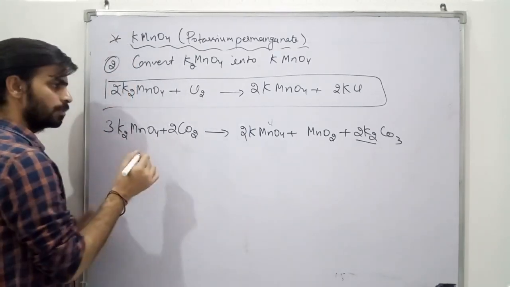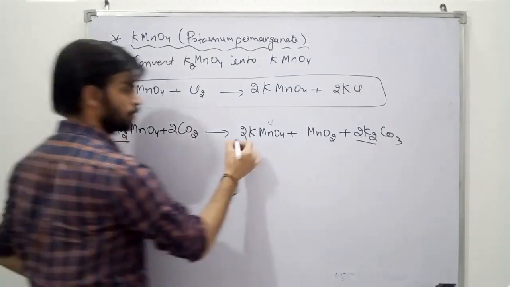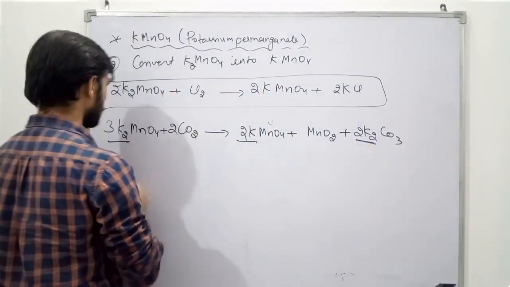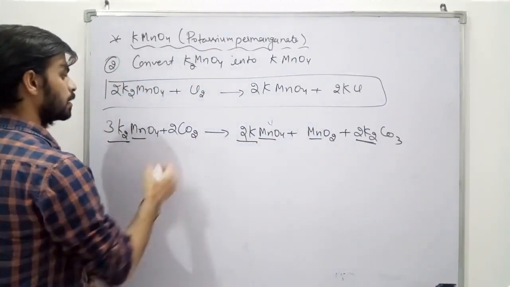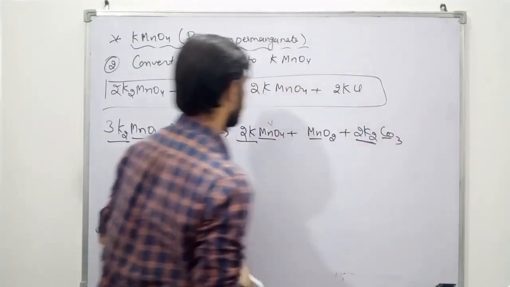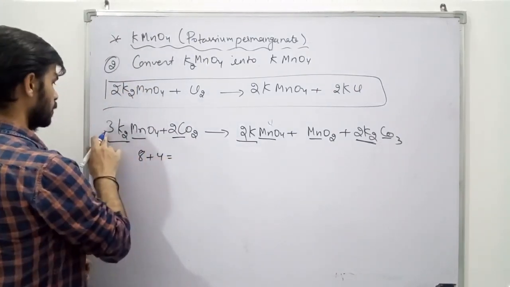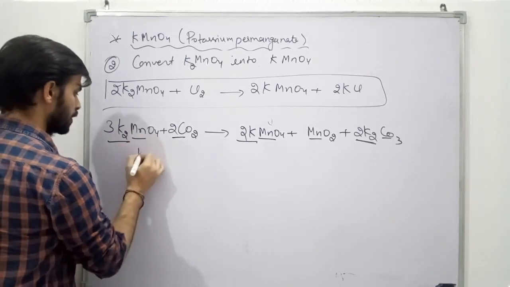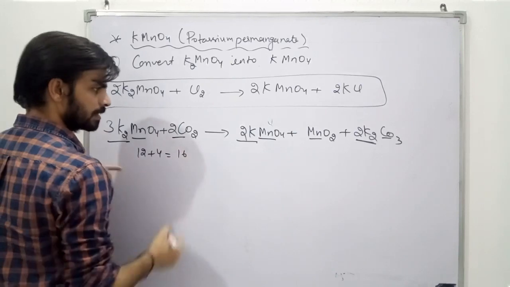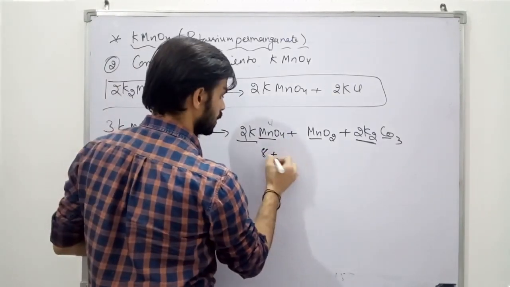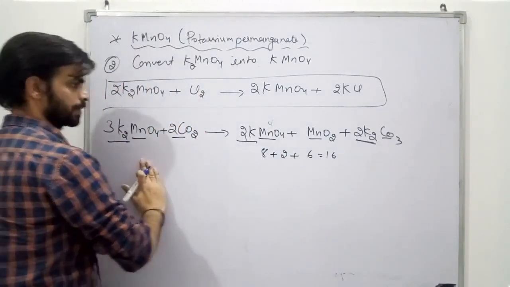Now we can check whether it is balanced or not. 6, 2 plus 4, 6. 3 manganese, 2 plus 1, 3 manganese. 2 carbon, 2 carbon. Now balance the oxygen. 4 times 2 is 8 plus 4... sorry, 4 times 3 is 12 plus 4, that is 16. 4 times 2 is 8 plus 2 plus 6, that is 16. This is also a balanced equation.